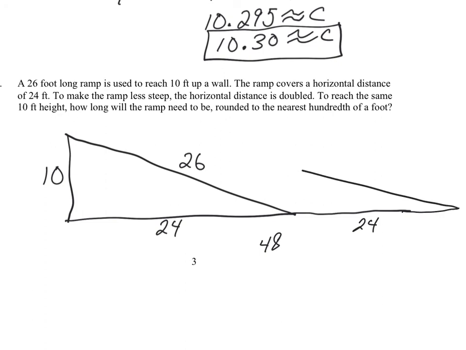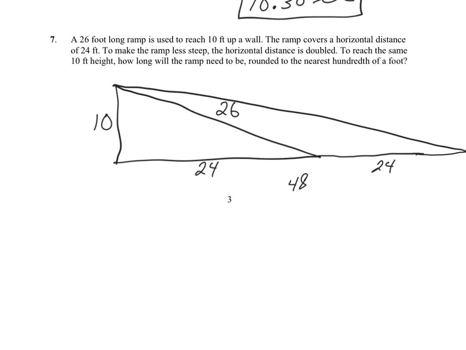Now we need to figure out the distance from here up to here. So we're still looking for C. So again, a squared plus b squared equals c squared. There's our C. Plug in the values, and I want you to finish this one on your own.